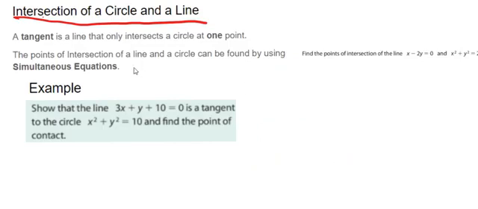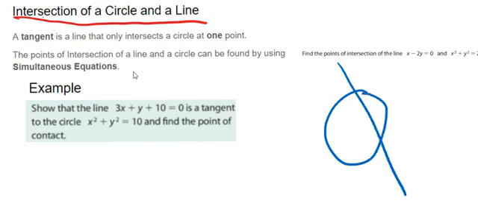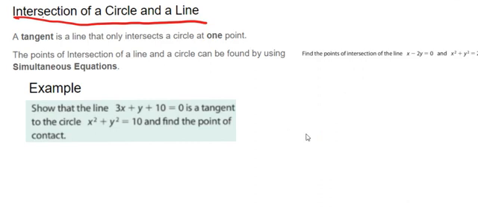Then obviously you could have a line that intersects a circle at 2 points. For example, that line and that circle, they intersect at that point there and at that point there. So either a line is going to intersect a circle at 2 points, or it'll intersect a circle at 1 point. If it's at 1 point, it'll be a tangent, so it's called a tangent.